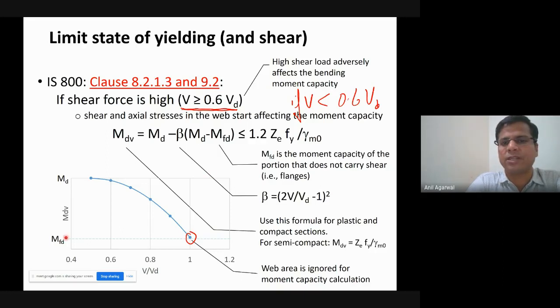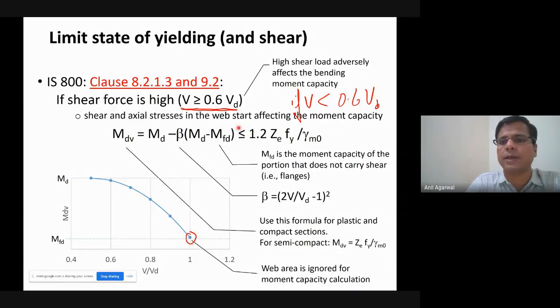What is MFD? MFD is the moment capacity of the portion that does not carry shear. Which portion does not carry much shear? Flanges. So you take the moment capacity coming only from the flanges. When you do the calculation for moment capacity, you ignore the presence of web. You assume that web does not exist. Take only the flanges and calculate the moment capacity from the flanges, and that will be your MFD value, and that will be your capacity.